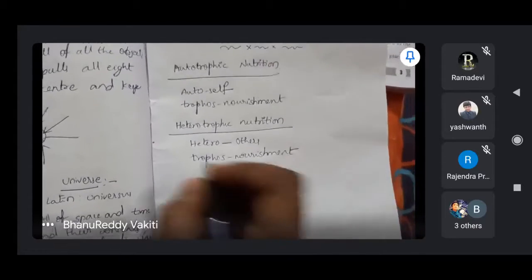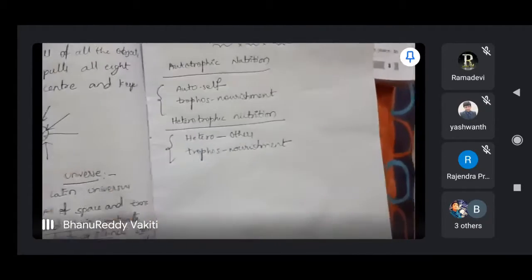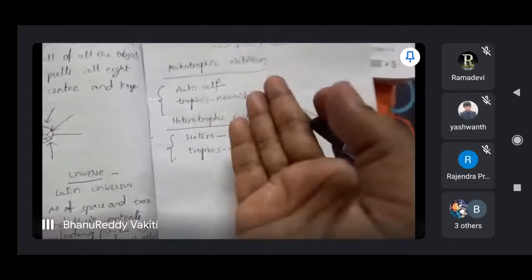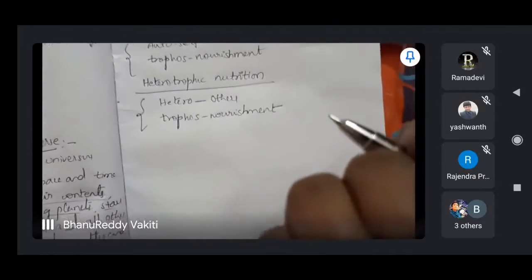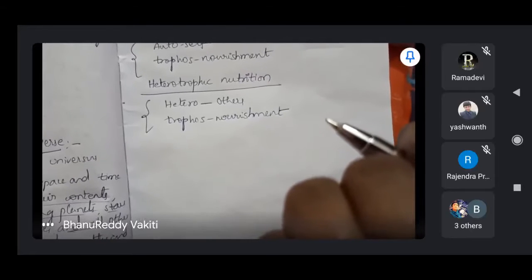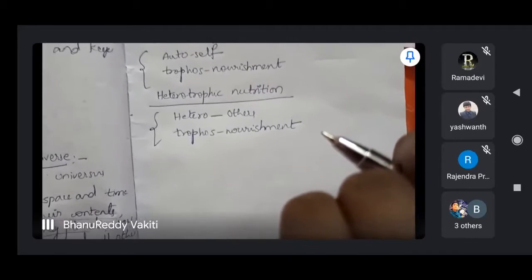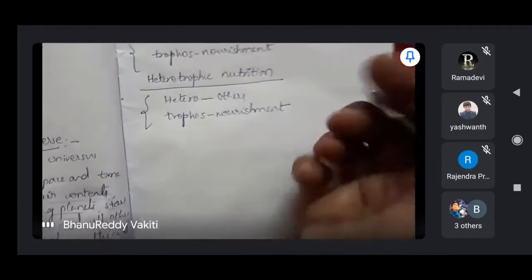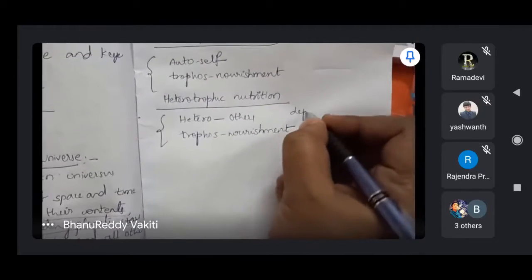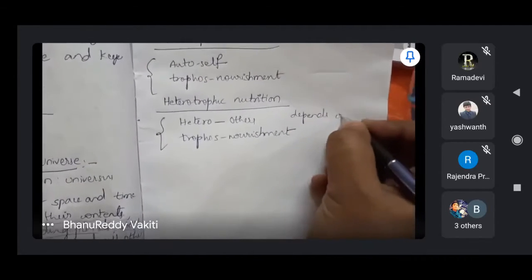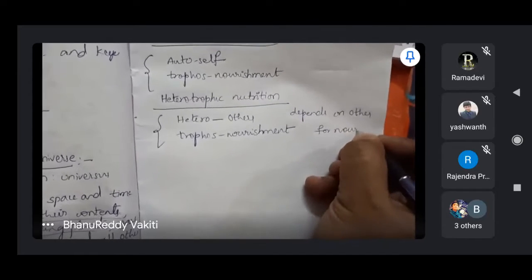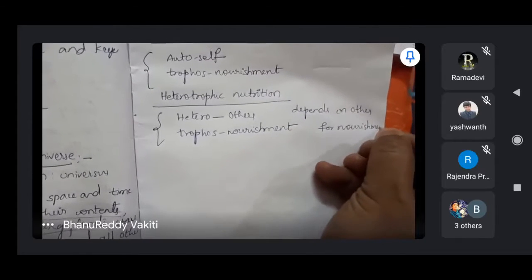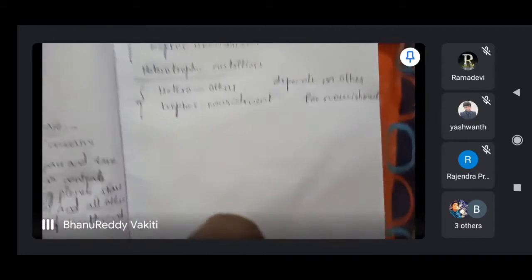So in this manner we have to understand. These are depending on themselves, and these are depending on other living organisms for food. I think you understood from self nourishment and others. Depends on others, depends on others for nourishment. So in that manner we can understand.